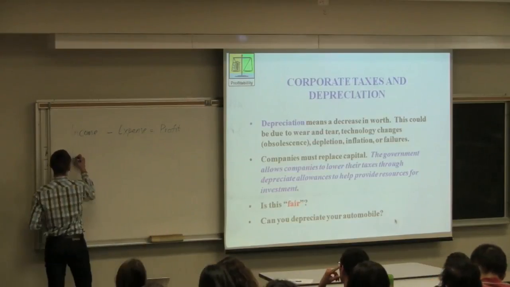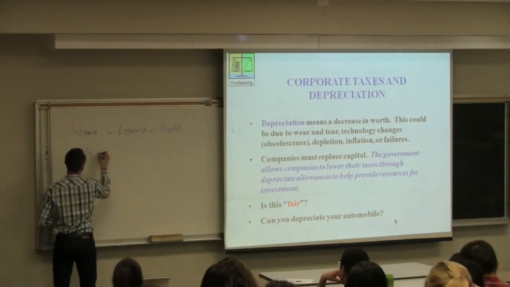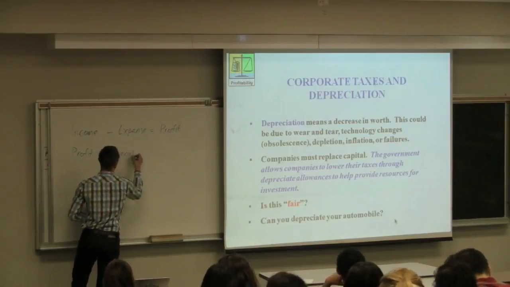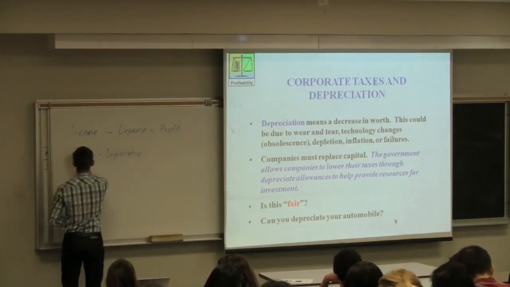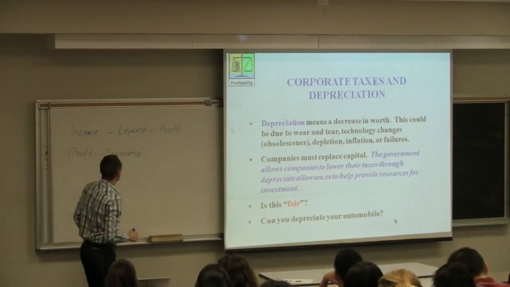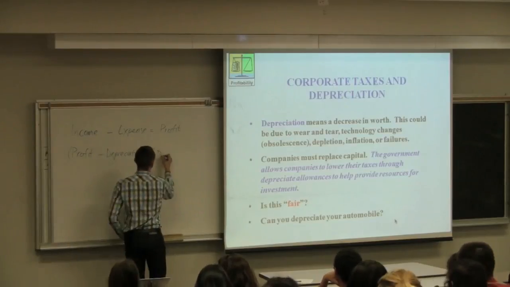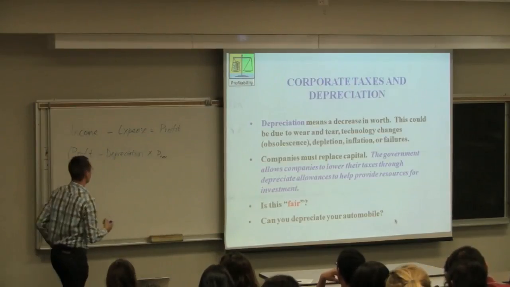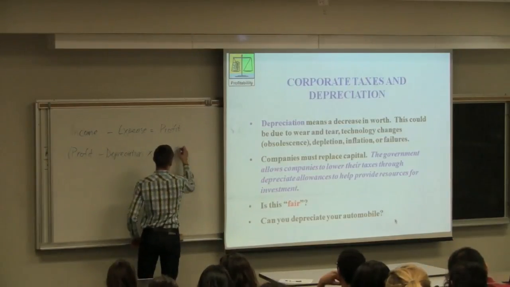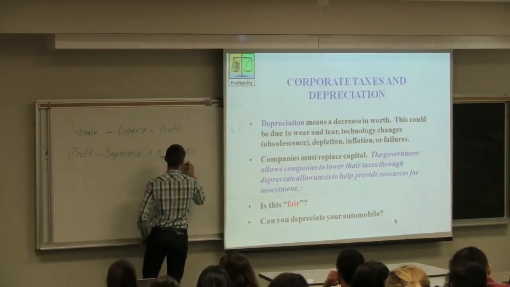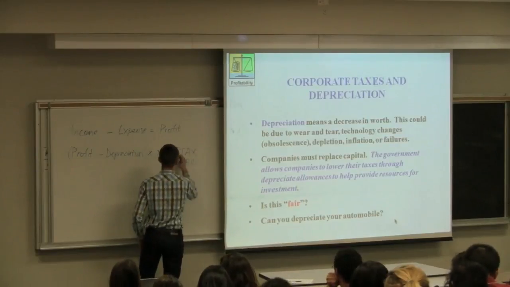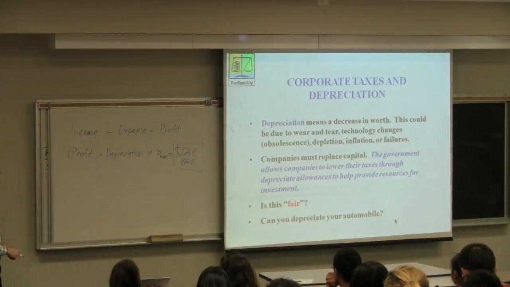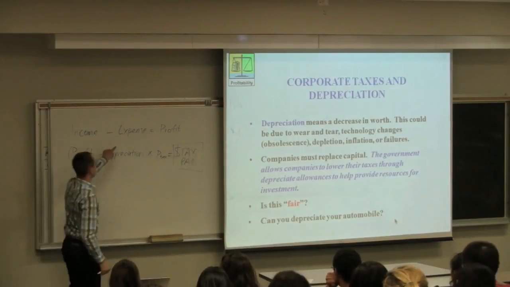So then the next line is the following. Profit minus depreciation. Percentage tax rate, 35%. That's dollars times payroll. So corporations pay tax after they deduct a long list of expenses.